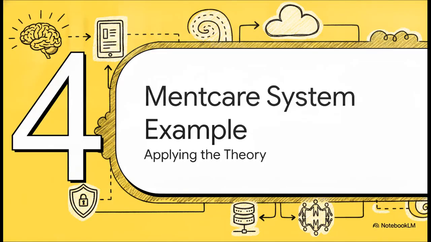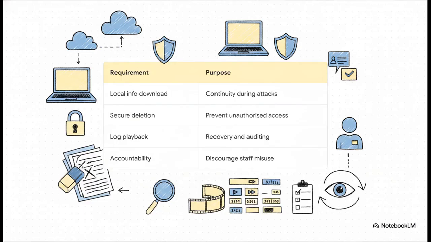All right, let's see how this all comes together in a real-world scenario by applying this theory to the textbook's concrete MentCare system example. MentCare is an information system for managing mental health patient records. Based on our risk assessment, we derived some very specific requirements here. For instance, look at the requirement for local patient info download. The why behind this is to ensure continuity of care if the main database is attacked or goes offline.